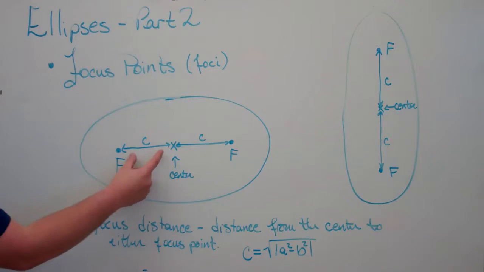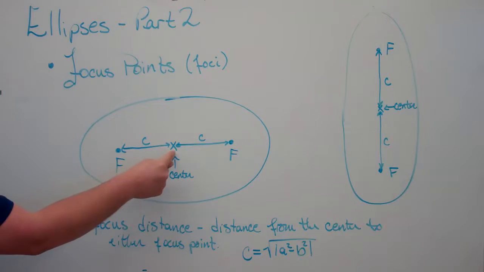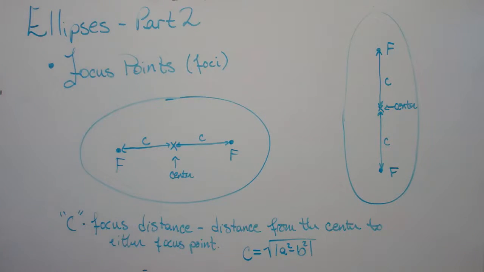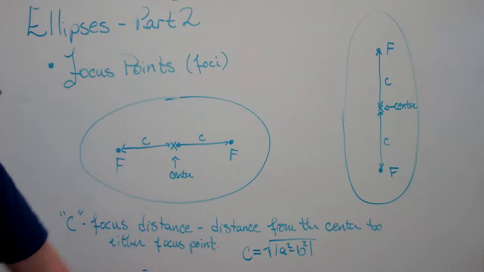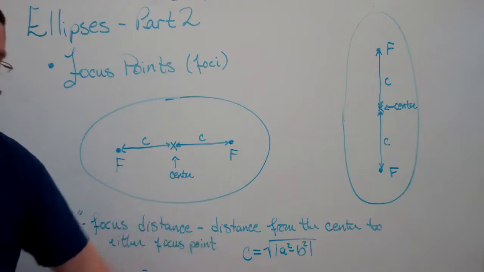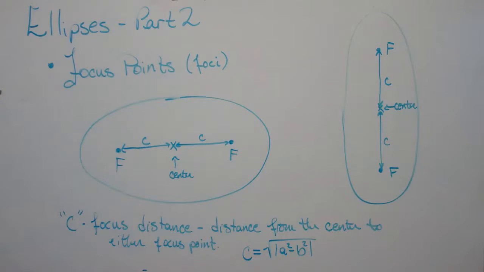Then the distance from the center to either focus point is called C. So C is the focus distance. It's the distance from the center to either focus point. And to find C, it's the square root of the absolute value of a squared minus b squared. That's how you find C.